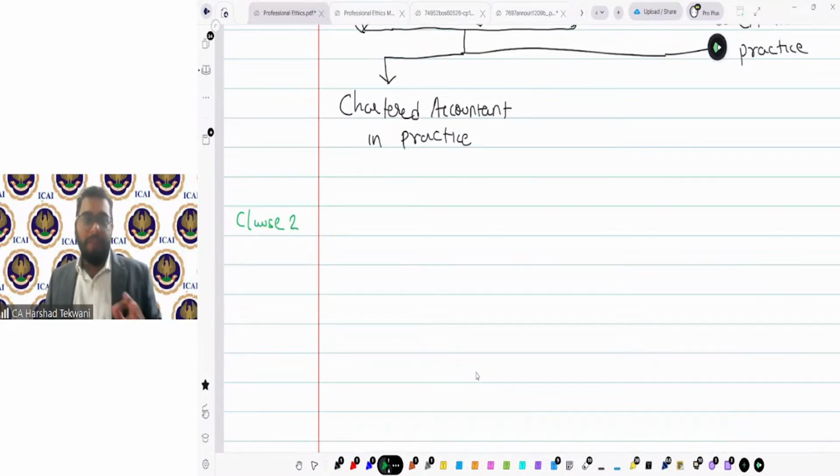Clause two. If a member in practice, or a CA in practice, allows, agrees, or pays, directly or indirectly, any share, commission, or brokerage in the fees or profits of his professional business to any person other than a member of the institute, a retired partner, a partner, or the legal representative of a deceased partner, then he will be held guilty of professional misconduct.